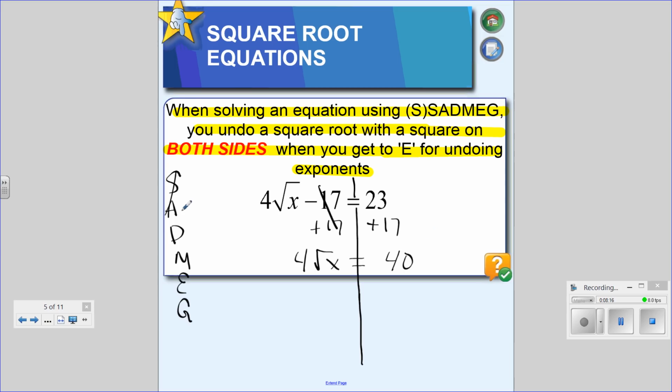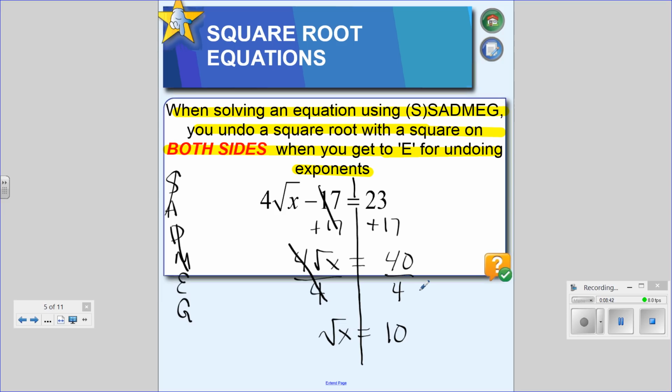And then I am on to multiplication and division. Do we have some? Yes, there's a number that is sitting next to an expression. That's a multiplier. So I have to undo the multiplier first. I'm going to have to undo the multiplier of 4 by dividing by 4 on both sides. Then my equation says this: the square root of x is 10.